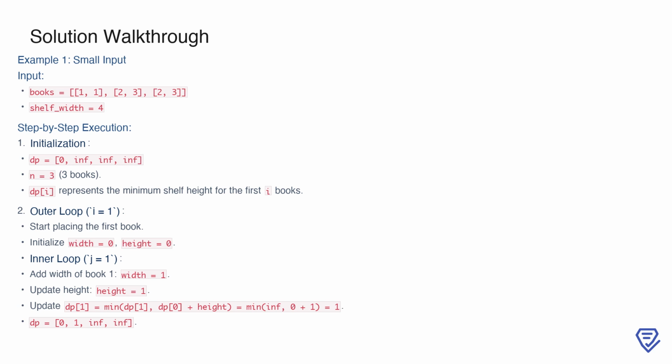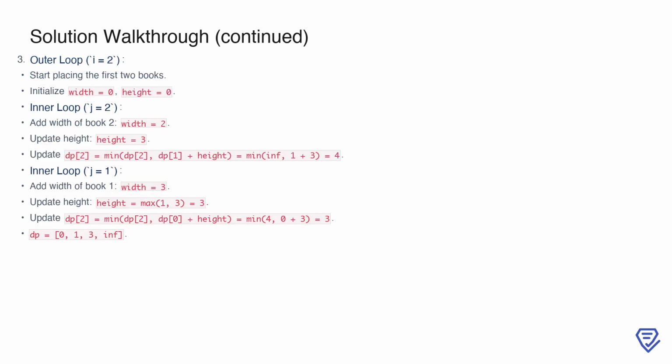Using these values, we calculate dp[1] as the minimum of its current value and the sum of dp[0] plus the current row's height. This gives dp[1] equals min(inf, 0 plus 1), equals 1. The updated DP array is [0, 1, inf] at the end of this step.